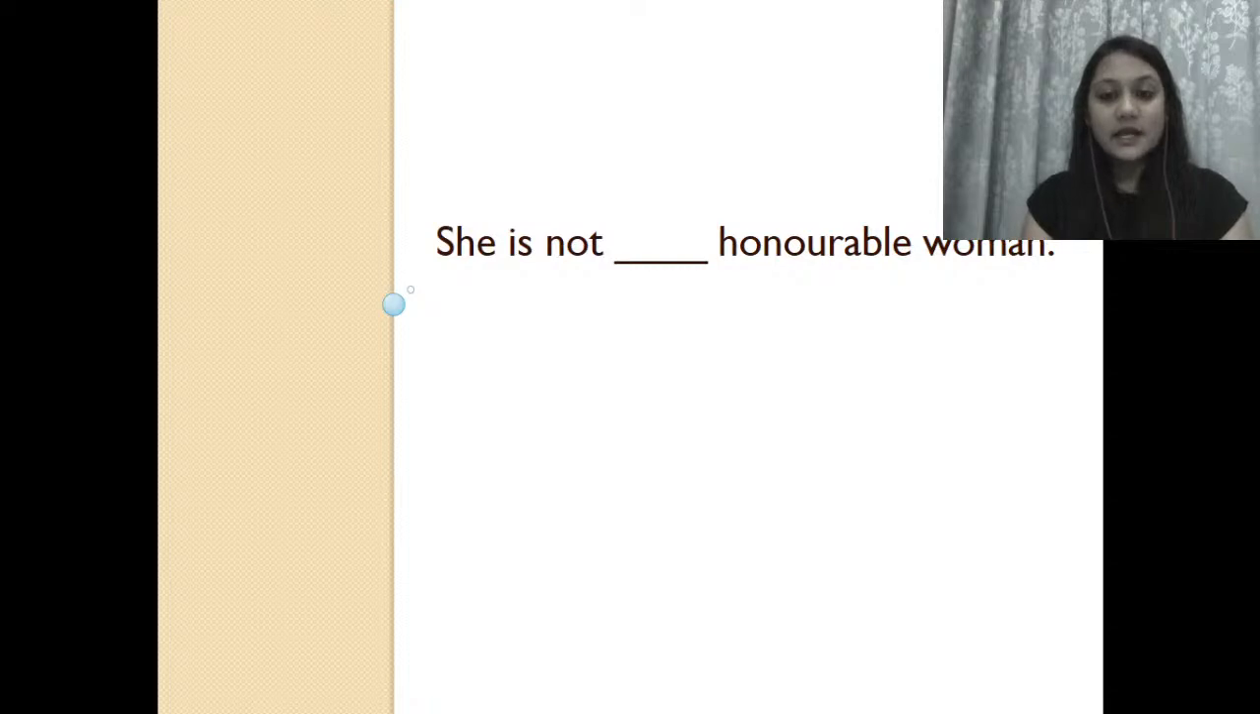Clear? Next, she is not dash honorable woman. What do you think is supposed to be the correct answer for this? First of all, when there is an O sound after H, or an alphabet O, H is going to be silent there. As I've already told you, honest, right? It is not supposed to be honest, it is honest, hotel. In a similar way, it is going to be honorable. The sound is that of O, honorable. So the answer is N, she is not an honorable woman. Clear?